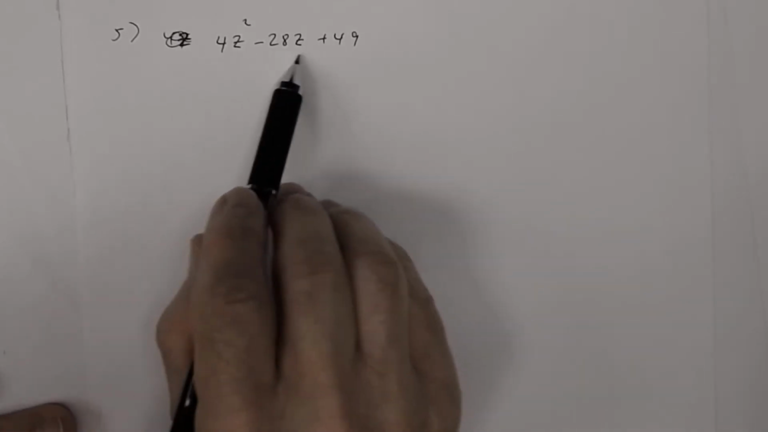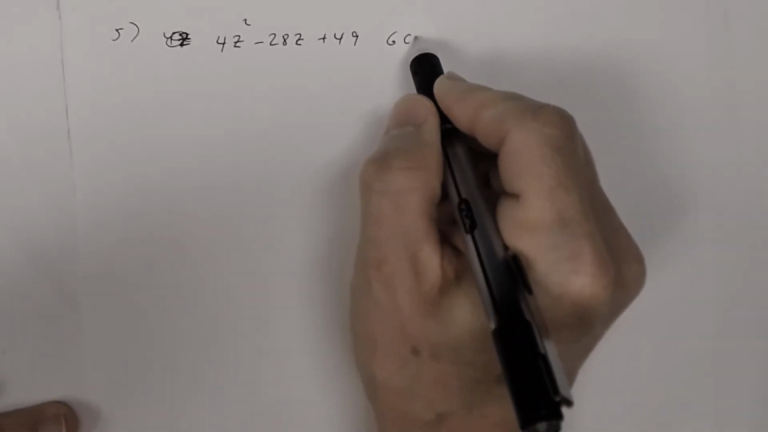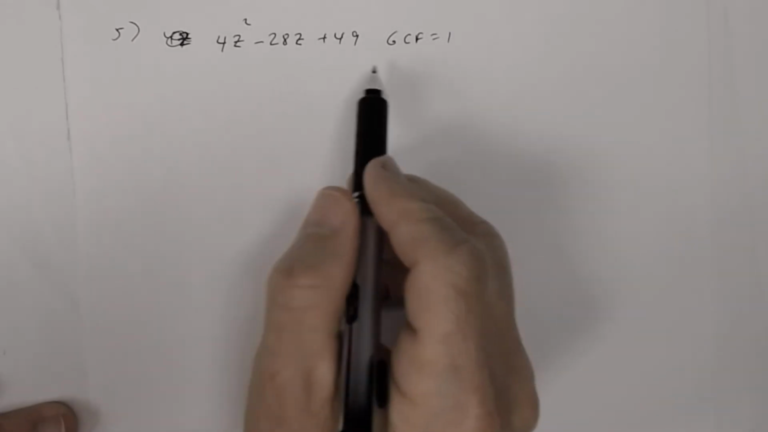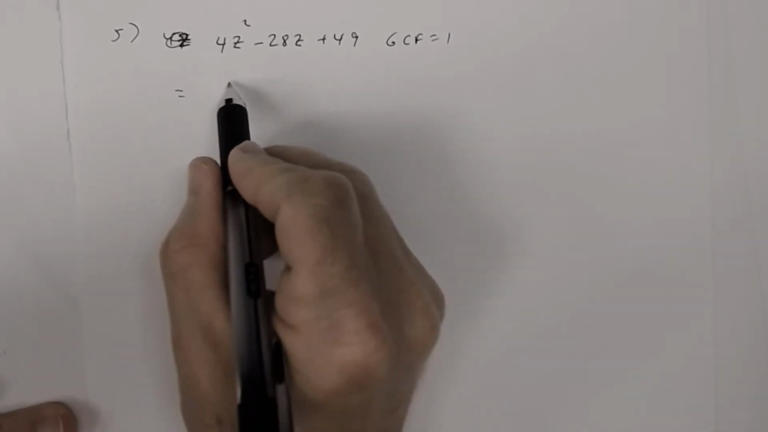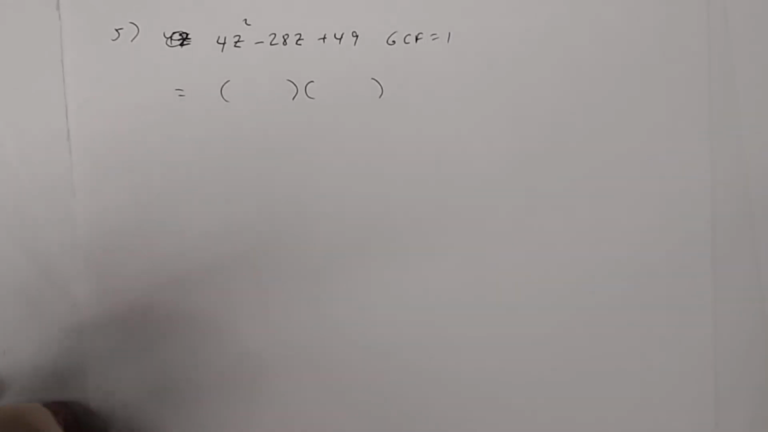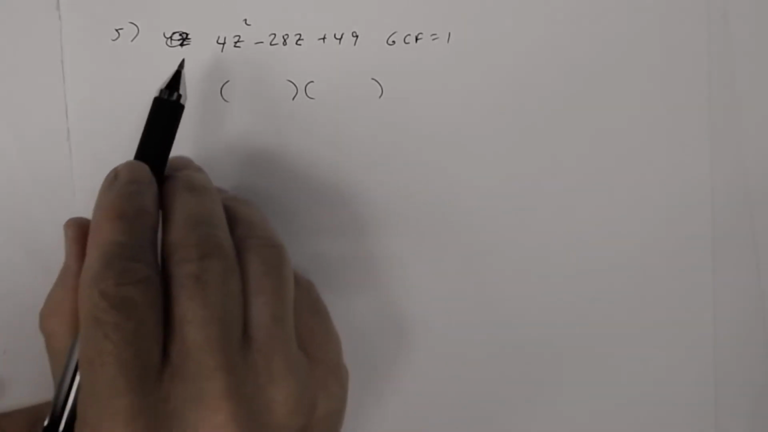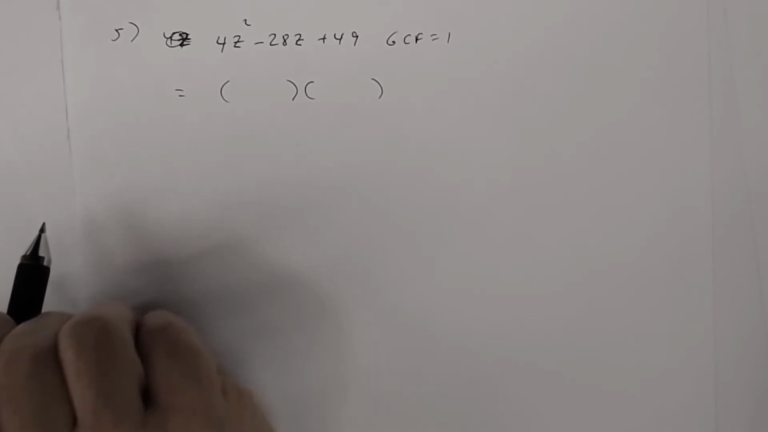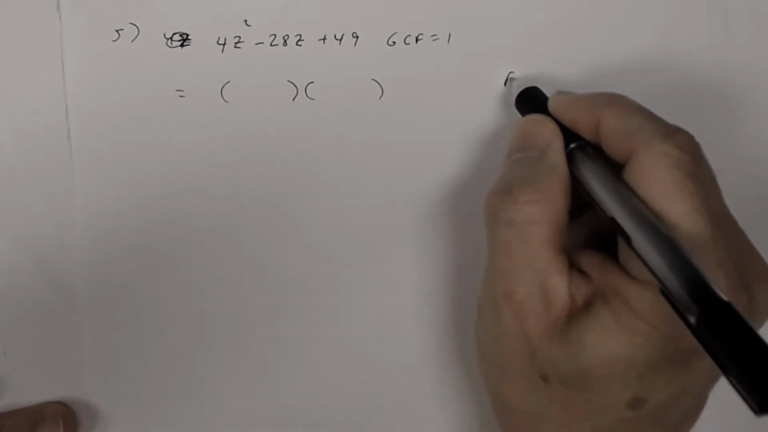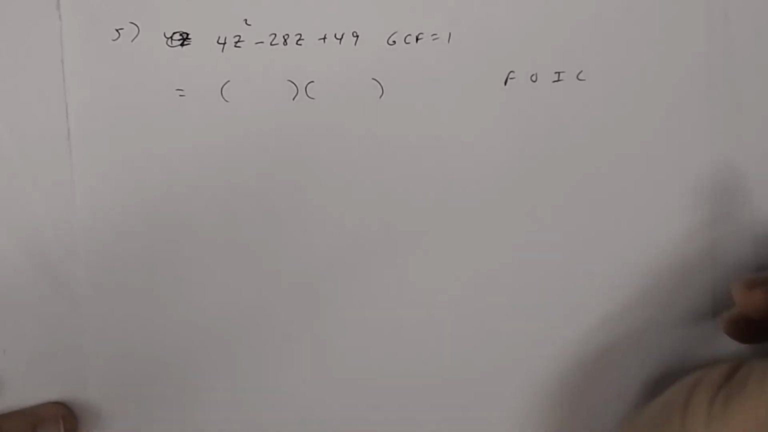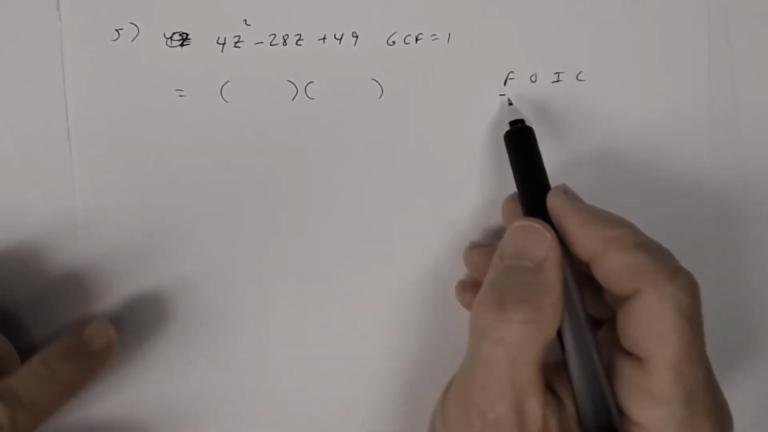So this is in descending order. The GCF is 1. So since the GCF is 1, I'm going to go directly to 2 binomials. Now let's look at 4z squared. Remember FOIL. We're doing the same thing we've been doing. So let's do the F first.